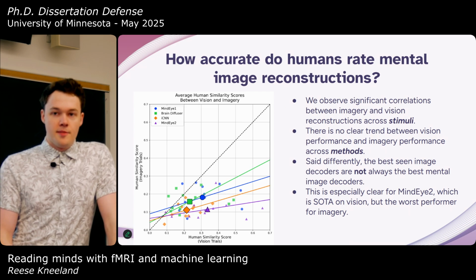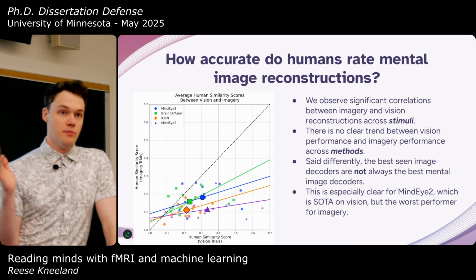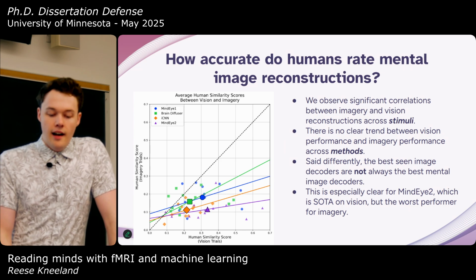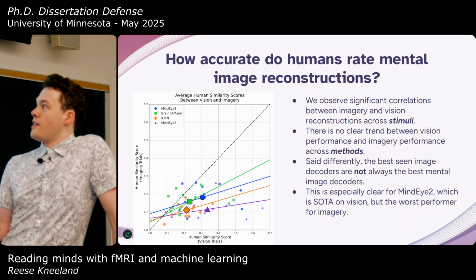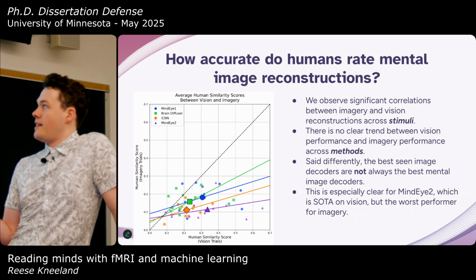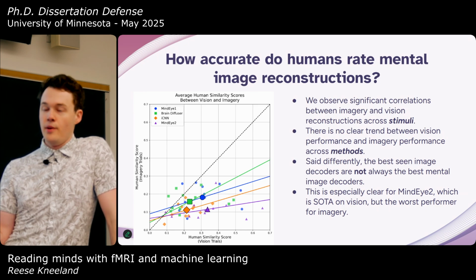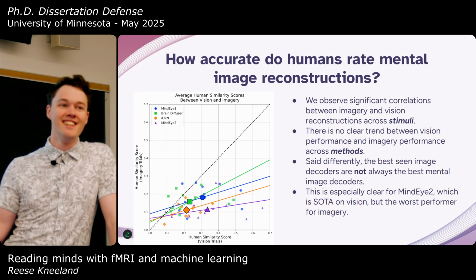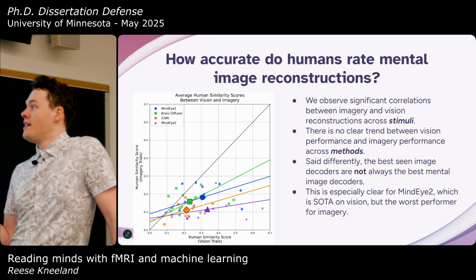So what we see in this plot is we're looking for the lines to have a larger slope, which would mean better generalization between seen and mental images. And what we see here is that there is no clear trend between vision decoding performance and mental imagery decoding performance across methods, by which I mean that there are the 4 bolded points in the middle, and they're not in a line, they're in a cluster. And that tells us a little bit about what these models are actually doing.